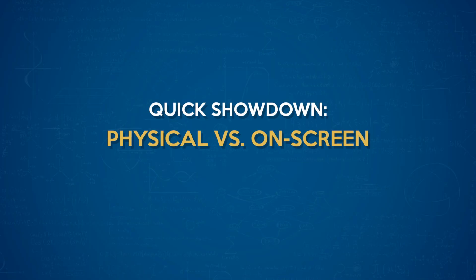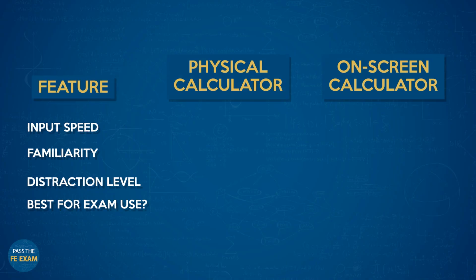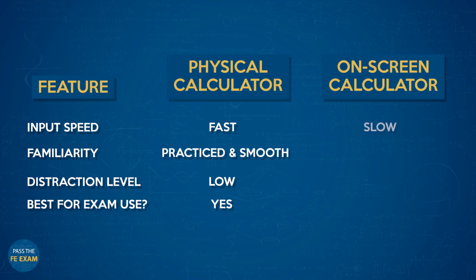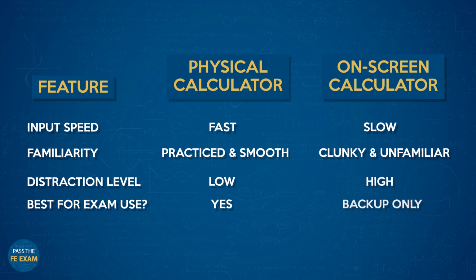Physical versus on-screen. Here's a quick side-by-side. The physical calculator allows for a fast input speed, and you will likely be smooth in your operation of it since you've practiced with it, and your distraction level will be low since you're not toggling between different windows. Whereas the on-screen calculator, on the other hand, will have a slower input speed. It will be unfamiliar since you haven't practiced with it, and the distraction level will likely be high because of the window toggling going on the computer screen.